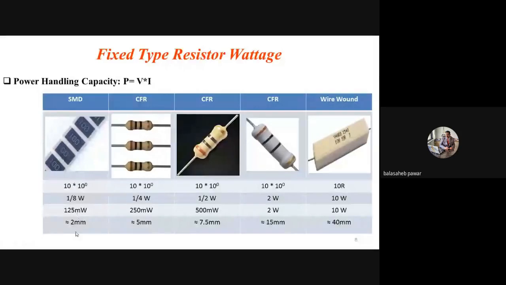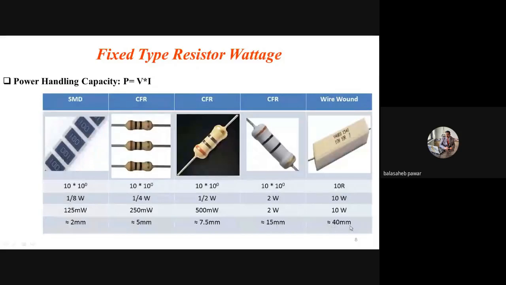Here, I have shown the size, that means the length of that component, in the last row. SMD is 2 mm in size. Then this one is almost 5 mm, excluding the terminal leads. Only the body length of that quarter watt resistor is almost closer to 5 mm. Then this half watt is 7.5 mm. Then this 2 watt is 15 mm. The last one is the largest in size, as the power handling capacity is maximum, and it is 40 mm.